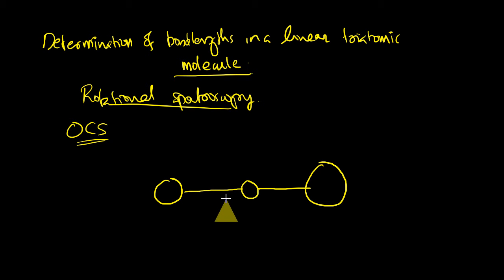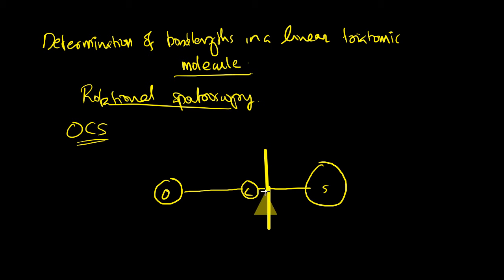So this is the system. This is a linear triatomic molecule. Here this is oxygen, this is carbon and this is sulfur, and the center of gravity lies somewhere here. You know that rotational spectroscopy arises because of a rotation about an axis passing through the center of gravity. So this is that axis, the axis about which the molecule rotates.